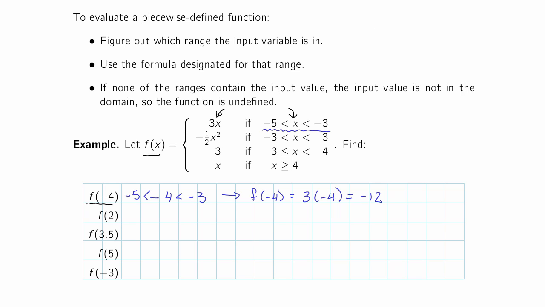If we want to take f of 2, well, 2 is not in the first range. It's not between -5 and -3. 2 is between -3 and 3. So 2 is in the range where we use the second formula. F of 2 is -1/2 times 2 squared, which is -2.